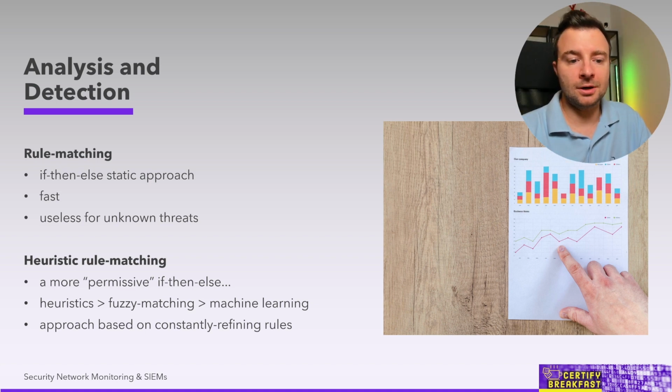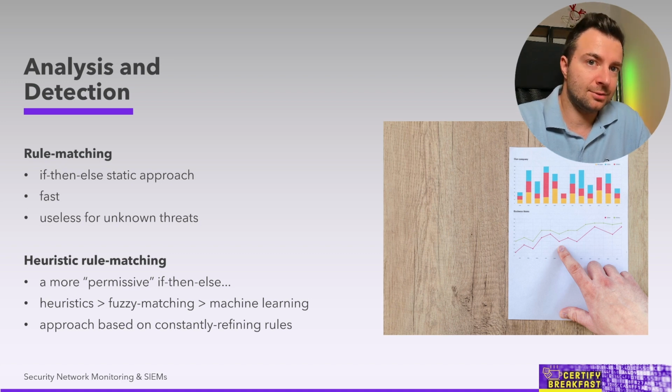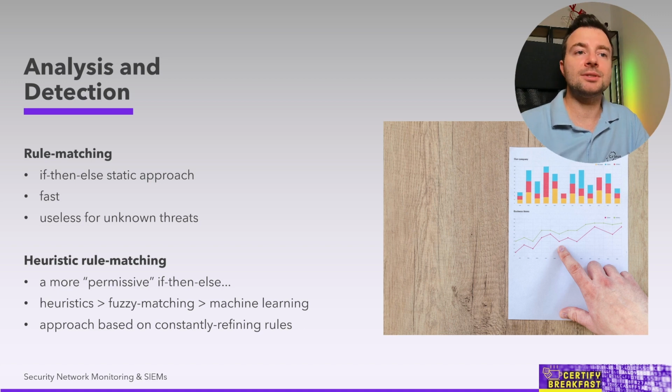Unfortunately, if there are unknown threats, if there are attacks that we know nothing about, that we don't have a signature for, we don't know what to look for, we're not going to be able to detect them. Kind of makes sense, right? So another approach would be heuristic rule matching.